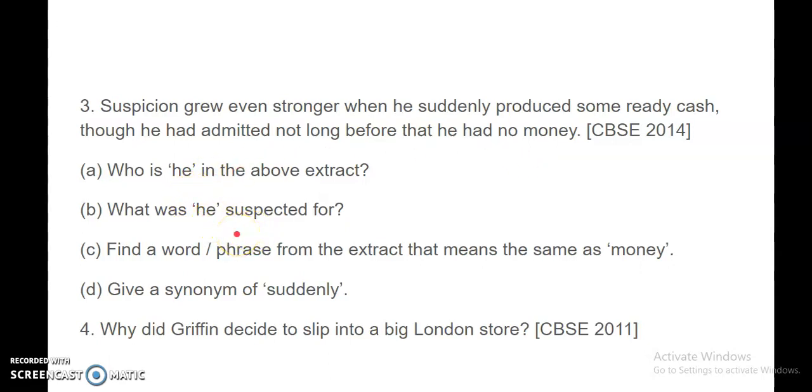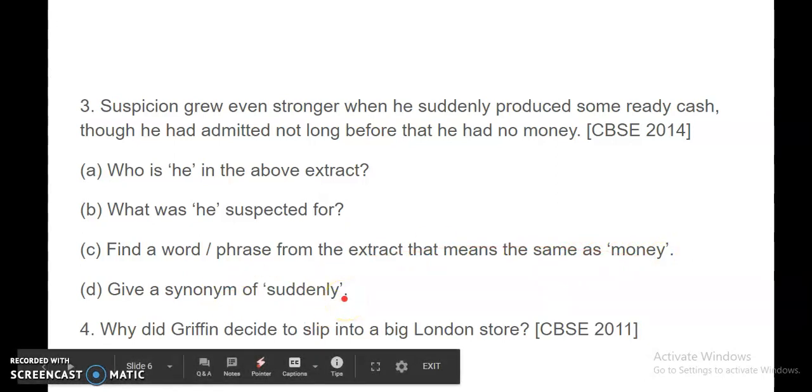He was suspected because first he said, I have no money, and then he suddenly had money after there was a stealing incident. Read the story and find out what the incident was. It's a very small incident. Find a word and phrase from the extract meaning the same as money. You'll find it. Find a synonym of suddenly. I'm sure you can do that.